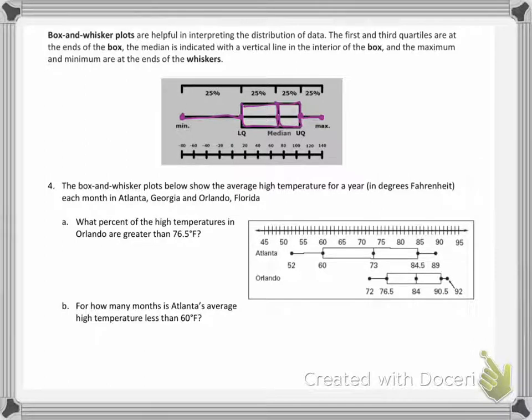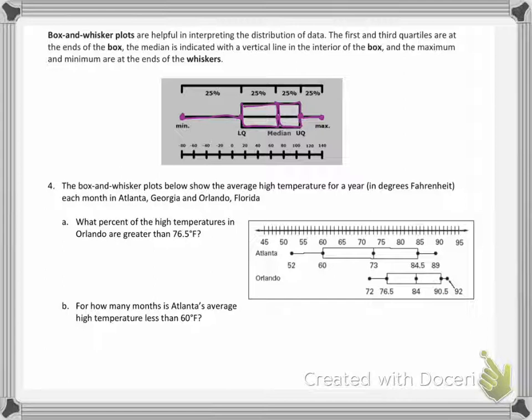So here is a box and whisker. It's called a double box and whisker because, well, there's 2 of them. The nice thing about box and whiskers is if you have 2 similar sets of data or more, kind of like the back-to-back stem and leaf plots, they're very easy to stack on each other and compare. So this is dealing with average high temperatures for a year in 2 places. It looks like Atlanta and Orlando.